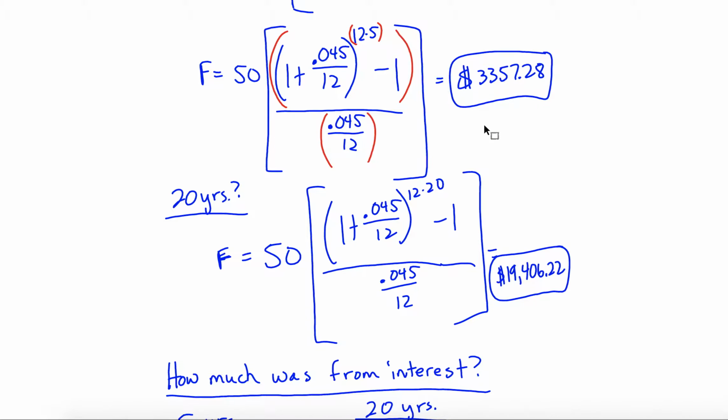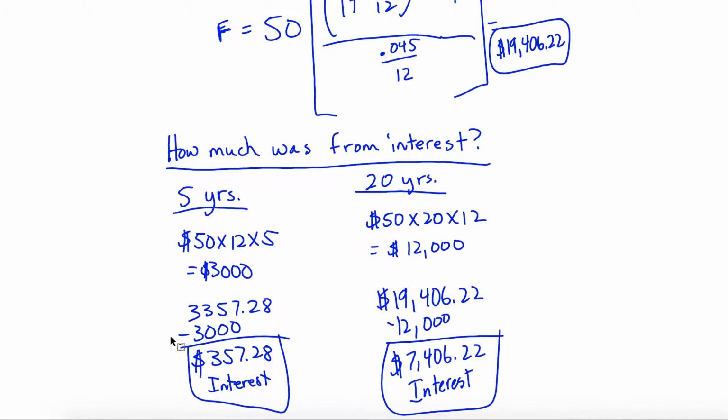And then if you want to know how much interest you actually made, well, you made $3,357.28. That's how much is in that account. Well, if you take your $3,000 that you put in, you find out, hey, I made $357.28 in interest. 20 years, same thing. You're going to do your $50 that you're putting away every month times 20 times 12. That tells you put in physically $12,000, but you made $19,000. So that means the amount of money you made in interest was over $7,000 in interest.